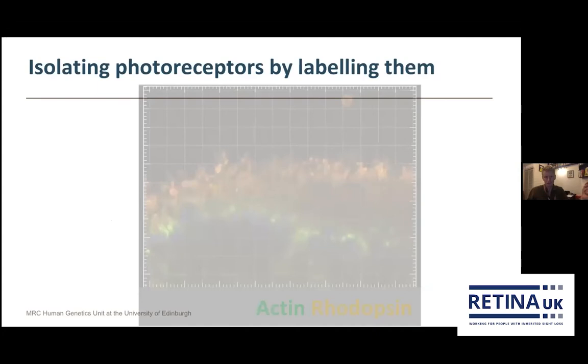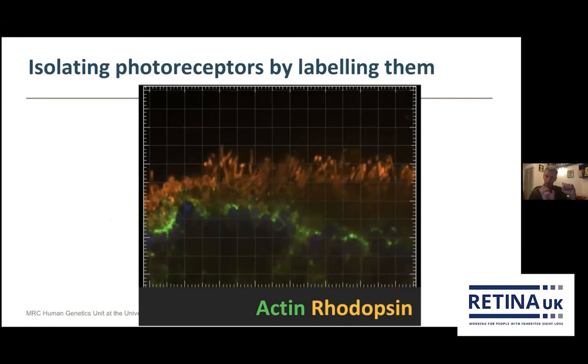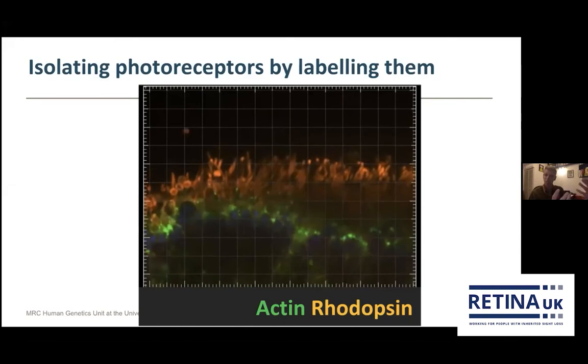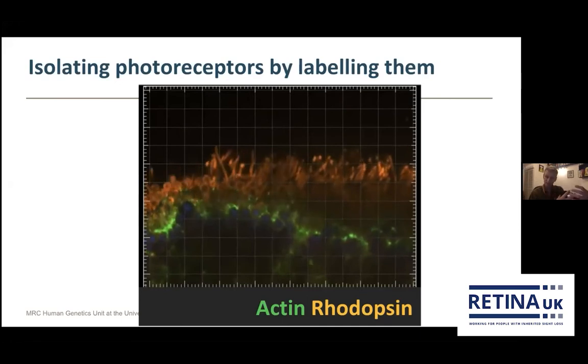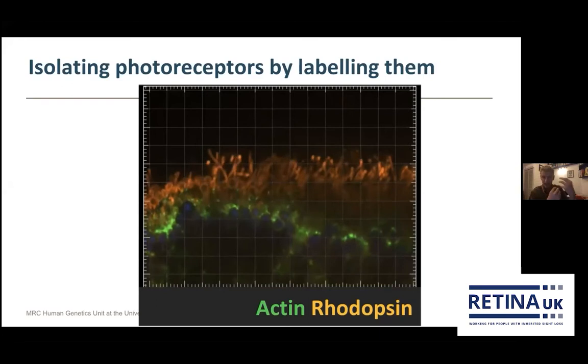And in order to do this, we have a very nice little mouse model in the lab where we've tagged rhodopsin with a protein called SNAP. SNAP can be tagged by fluorescent proteins. So we can inject the eyes of these mice with a fluorescent SNAP tag. It then binds to SNAP, and because SNAP has been genetically tagged to rhodopsin in our mouse, whenever the fluorescent tag binds to SNAP, it's binding to rhodopsin, and therefore it's only binding to photoreceptors.